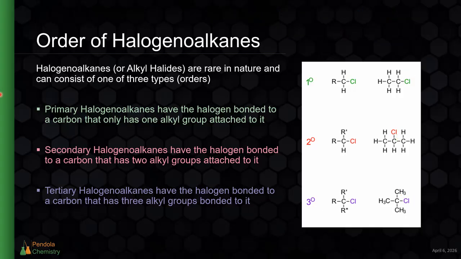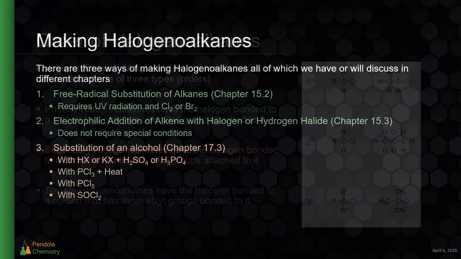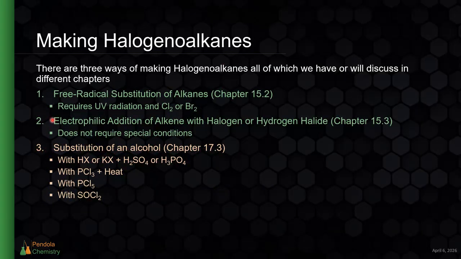First, let's talk about how we create halogenoalkanes. Like I said, they're very rare in nature and they're mostly man-made, meaning that we need to learn the reactions that make halogenoalkanes. Now, there are three different ways in which we can make halogenoalkanes. And out of these three ways, we have already discussed two of them.